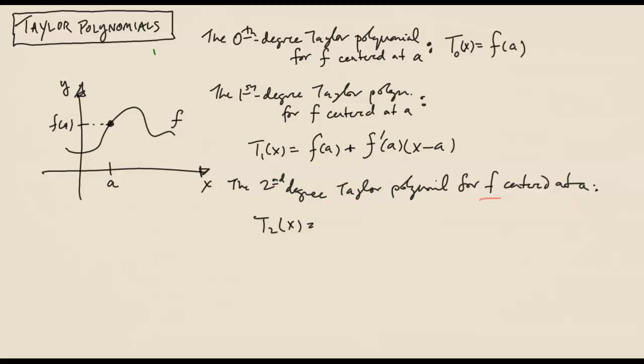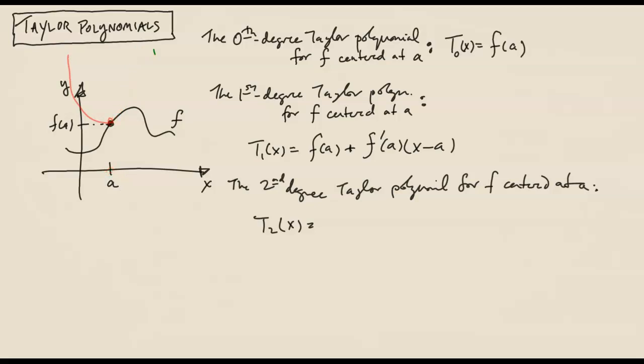It's a Taylor polynomial for f centered at a. So it's anchored to the thing at this point. It's going to pass through that. It's some kind of a parabola passing through that point. Which one is it going to be? It's the one that fits it best in a neighborhood of a.